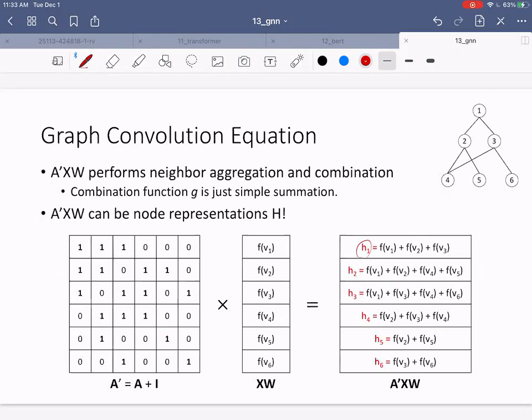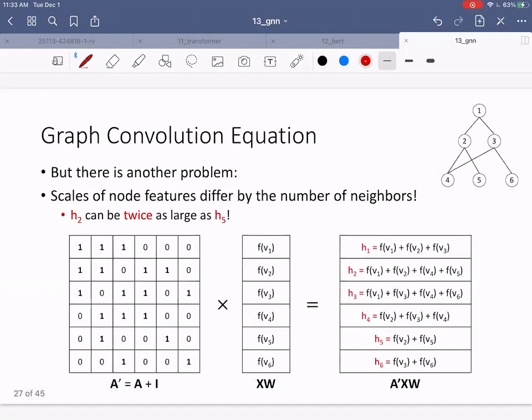This much now we understand, right? Having a modified adjacency matrix and multiplying that with node embeddings, we fulfill the necessary condition, basically.